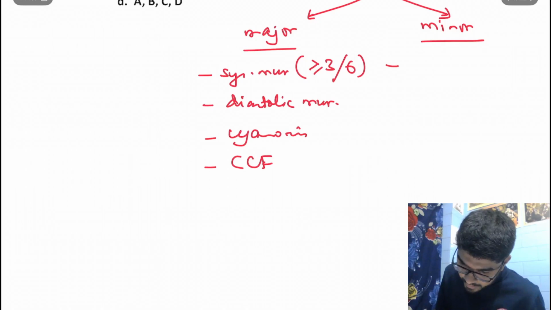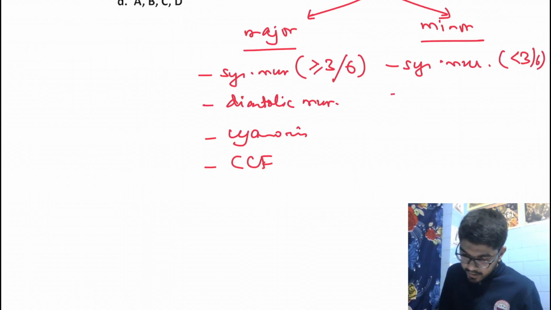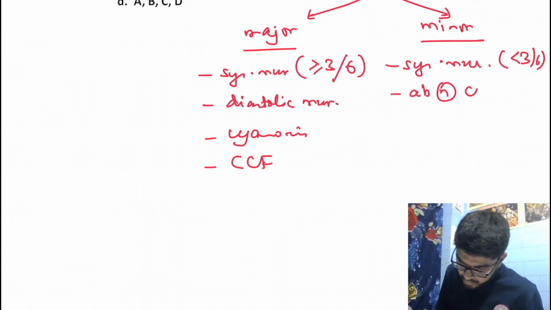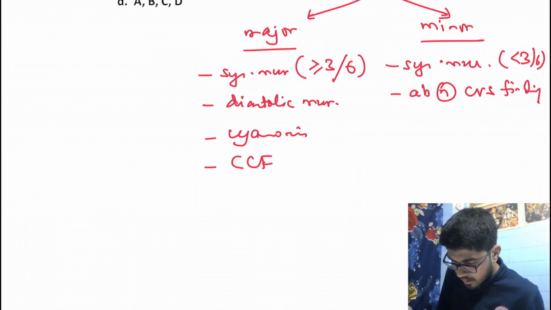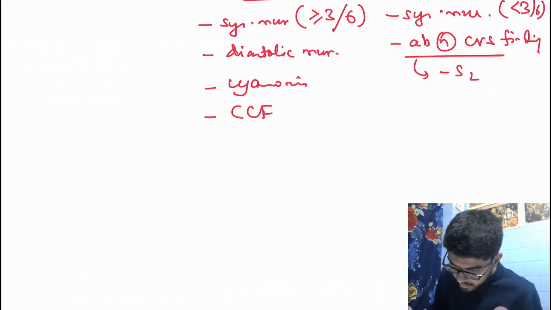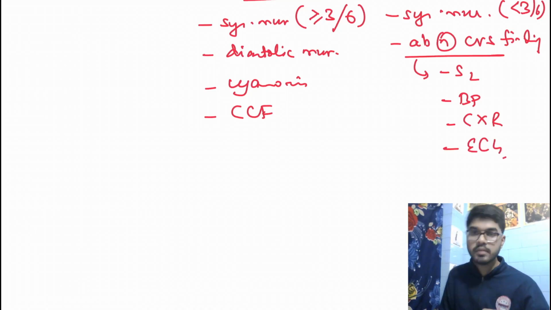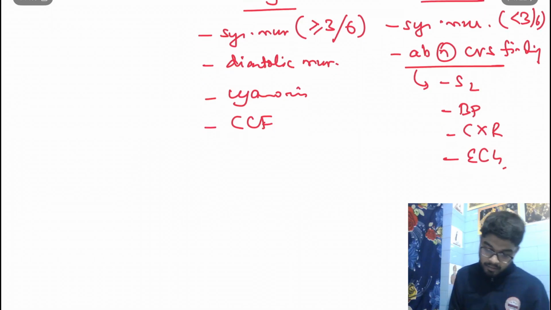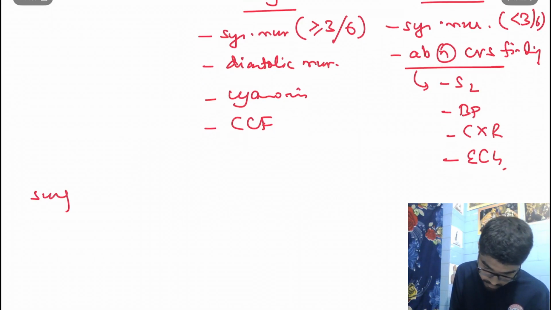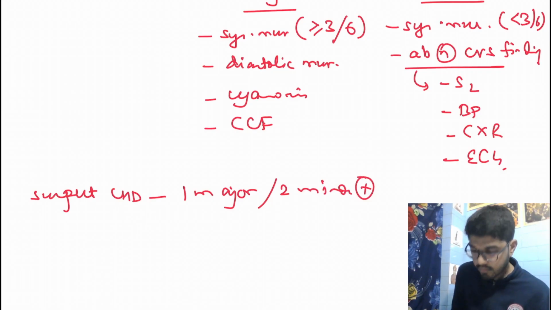And under minor criteria, number 1, we have the systolic murmur, grade less than 3 of 6. And we have abnormal CVS findings. These abnormal CVS findings can be in the form of an abnormal S2, abnormal blood pressure, abnormal chest X-ray, or an abnormal ECG. Okay. Now remember when to suspect a congenital heart disease: when one major or two minor criteria are present.